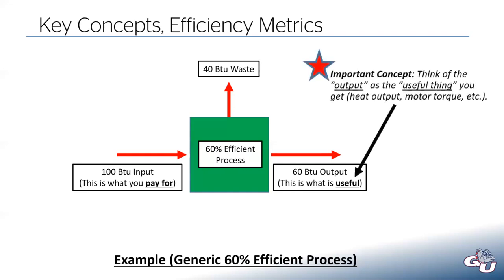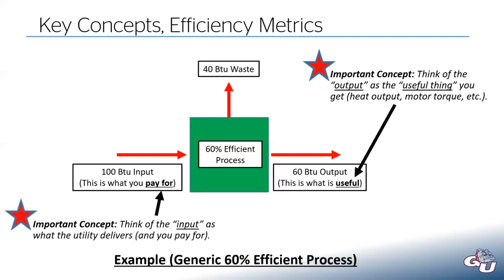And this idea of what's useful is something that I've always found very helpful to think about in terms of input and output. So this output is what is the useful thing that we get out of this process. In HVAC, that's probably going to be something like heat output. If you're trying to heat your building up, the heat output of a process, well, that's the useful part. Or if you're running a motor, you're trying to get some output on that motor shaft, and that's going to have a process as well.